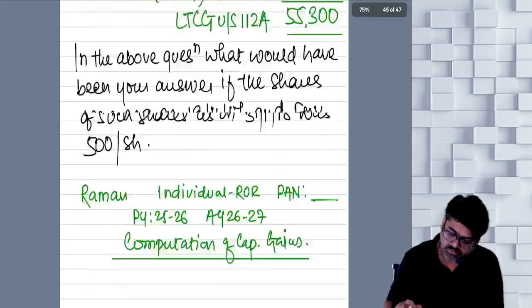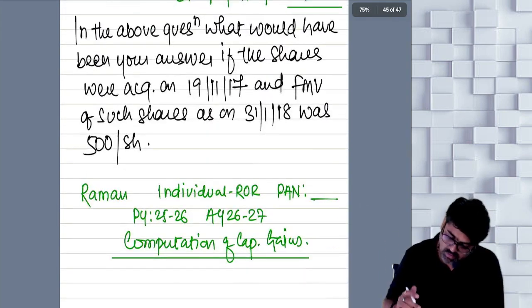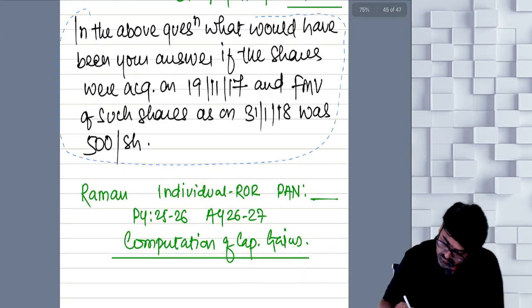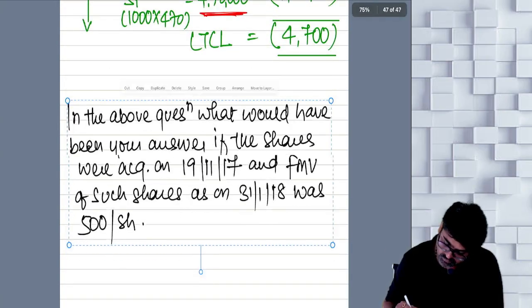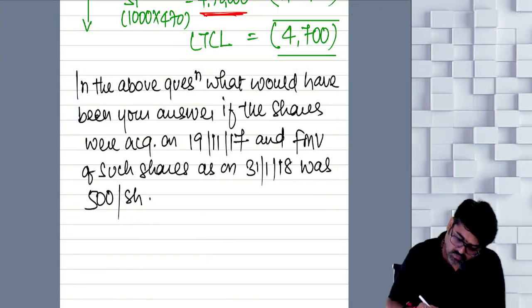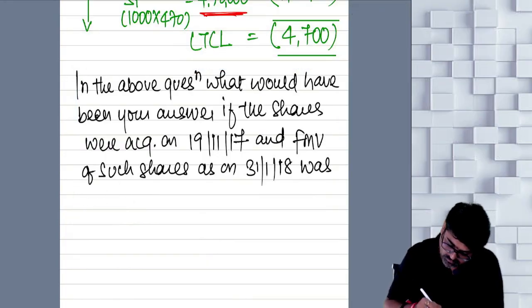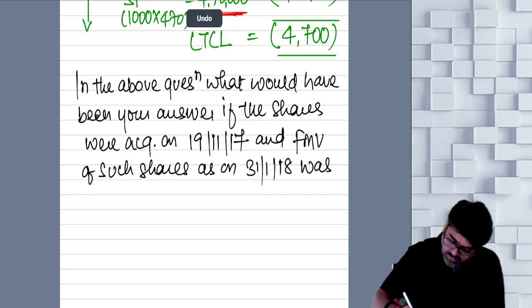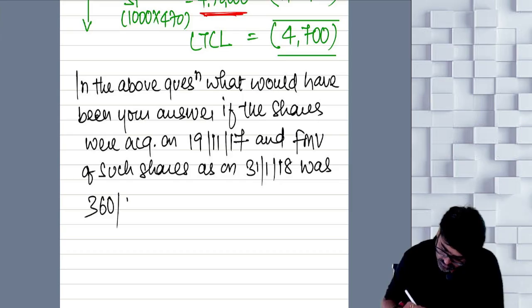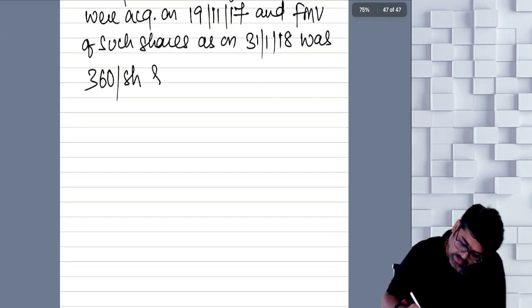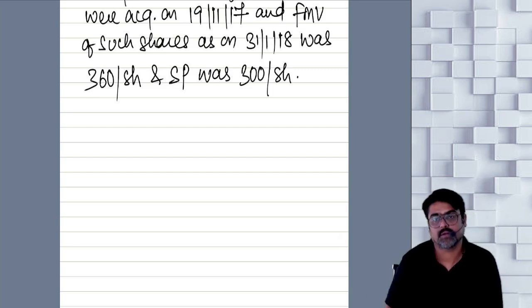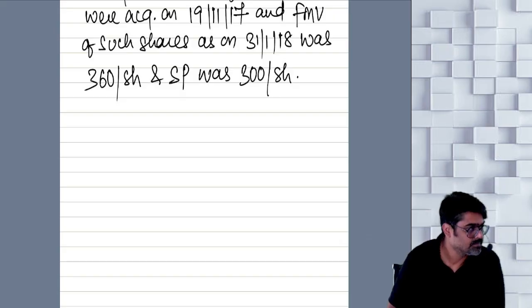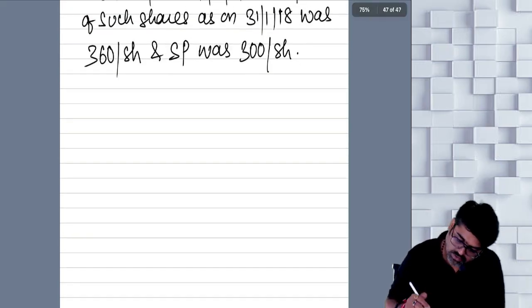Okay. So now tell me, in the above question, what would be your answer if the shares were acquired on this date and the fair market value was 360 rupees per share and the selling price was 300 rupees per share? So tell me, how to calculate?